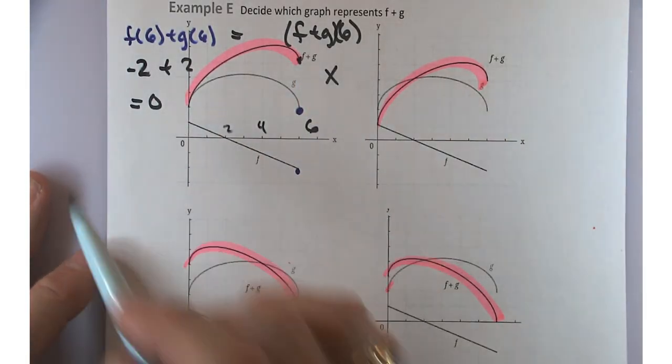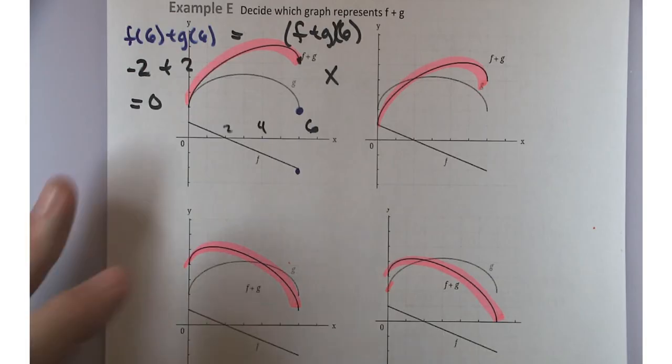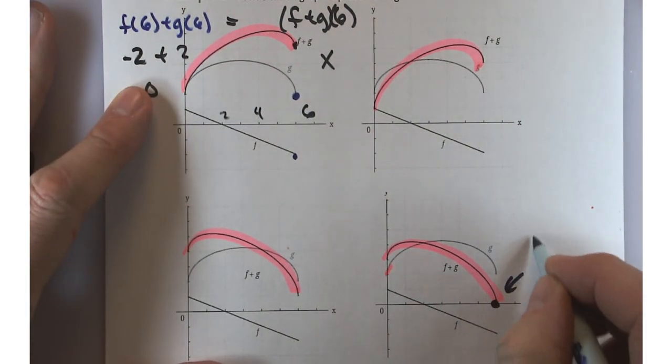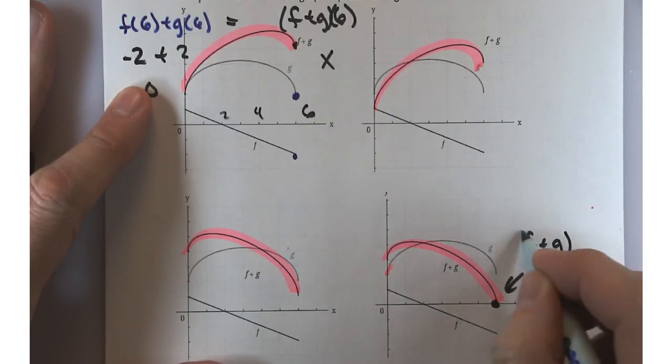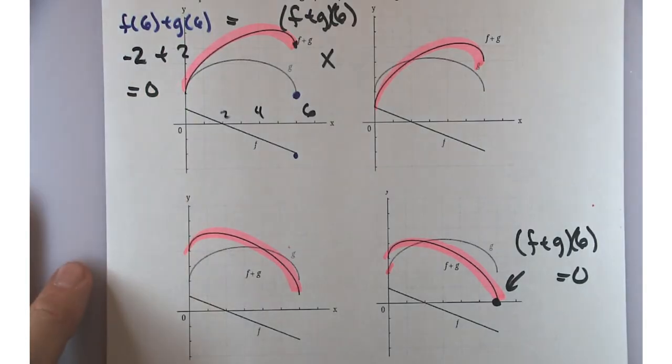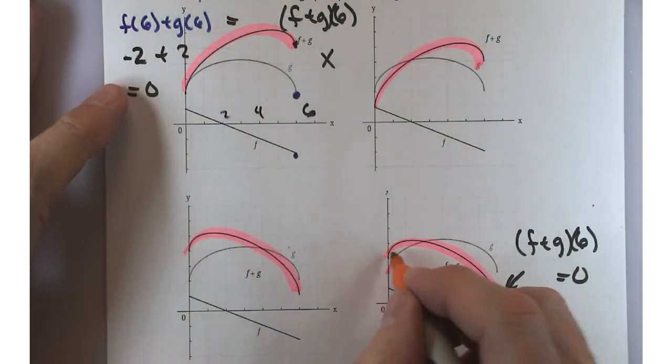Is there a graph in here where f plus g of 6 is 0? Yeah, the last one right here, right? f plus g of 6 equals 0. And that's the only one with a 0 at that point, so that's the only one that it could be. Now, you could double check it some other way. In fact, you could check it with, say, these 2 points.